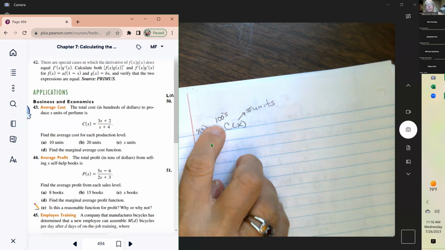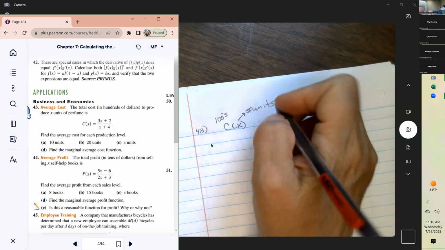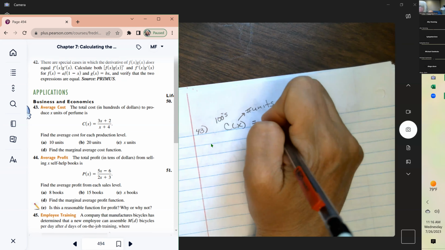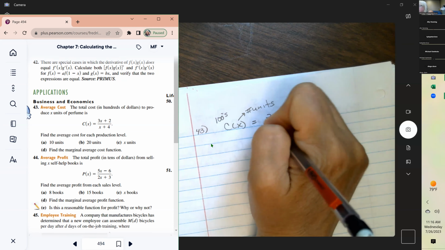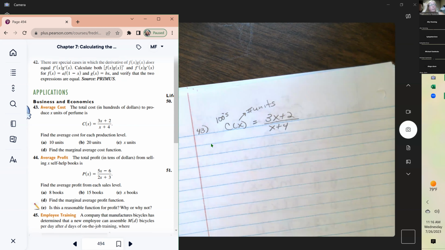I always try and write, especially when it's not just dollars, so I remember. Find the average cost for each production level and then find marginal average cost. They actually should put C first, because if you find C first, then you just plug the numbers in. Now remember, average cost, we divide by X.